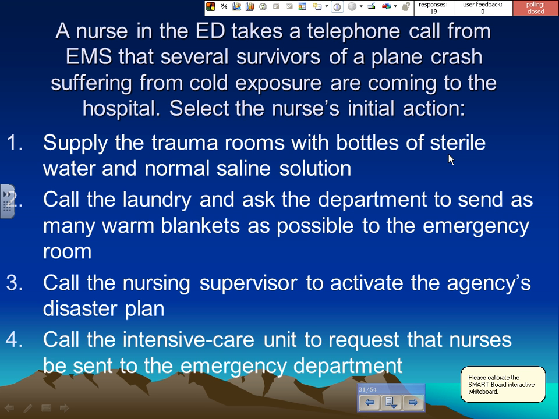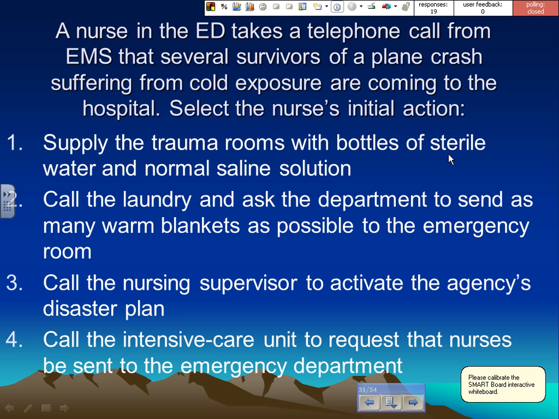Because you can't really prioritize whether you should get the saline there first, or the warm blankets there first, or whether you should get people to transfer down from the ICU. But if you call the supervisor and get that disaster plan in operation, then everything is going to fall into place, and the people that need to do the jobs that they have to do to get all those things to the ED are going to take care of it.